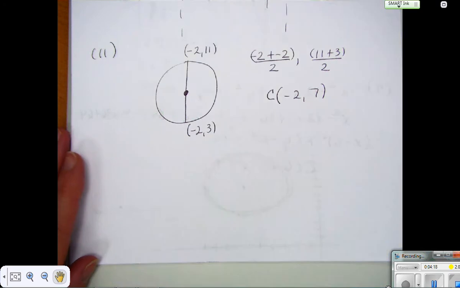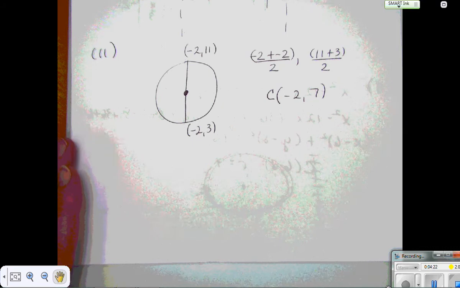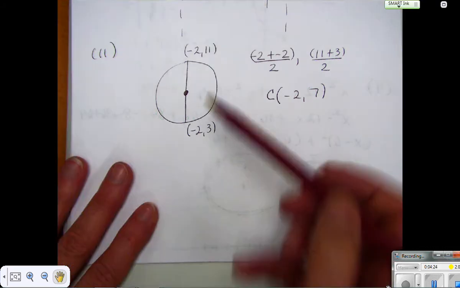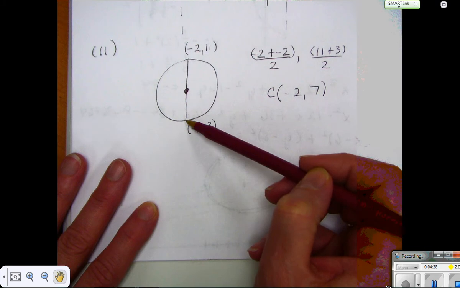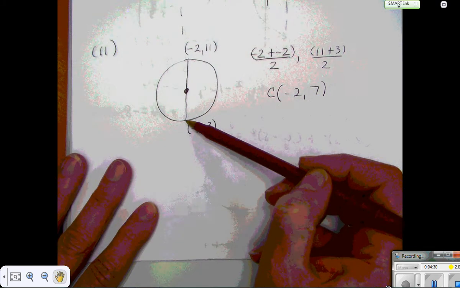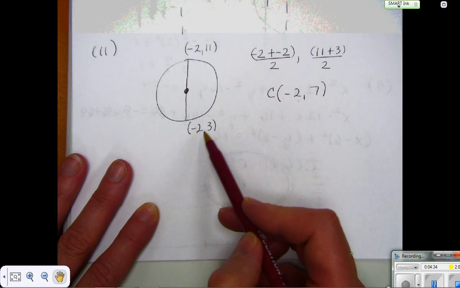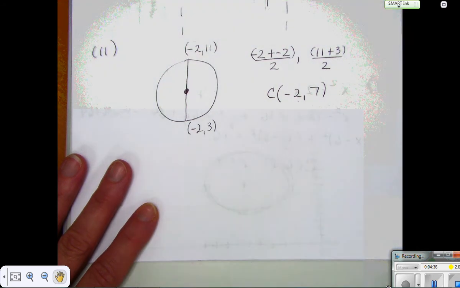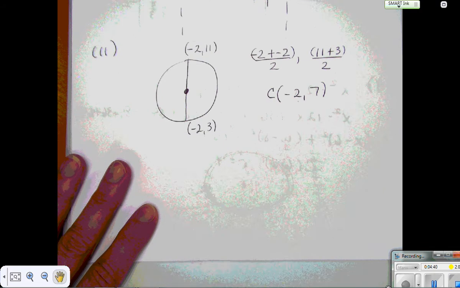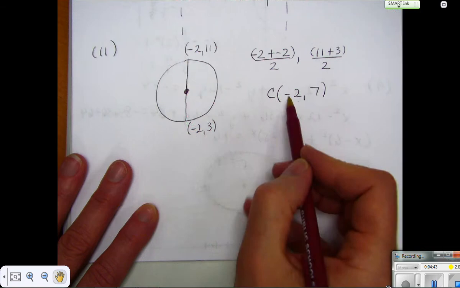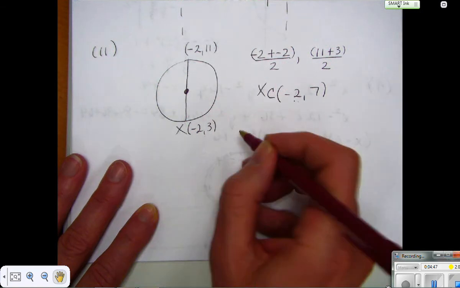And then the radius, I'm going to use the distance formula. I can do it one of 2 ways. I can use the endpoints that they give me and find the length of the diameter and then divide that by 2, or I can use the center and one of the endpoints. It doesn't really matter. Which way would you guys like to do it? The second way? Okay, so use the center and one of the endpoints. So I'm going to use that one and that one.